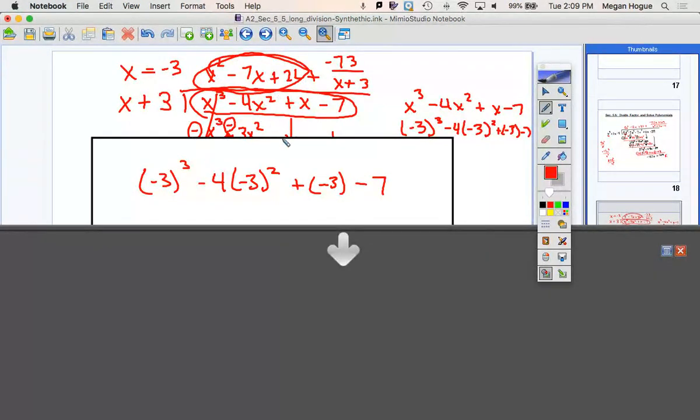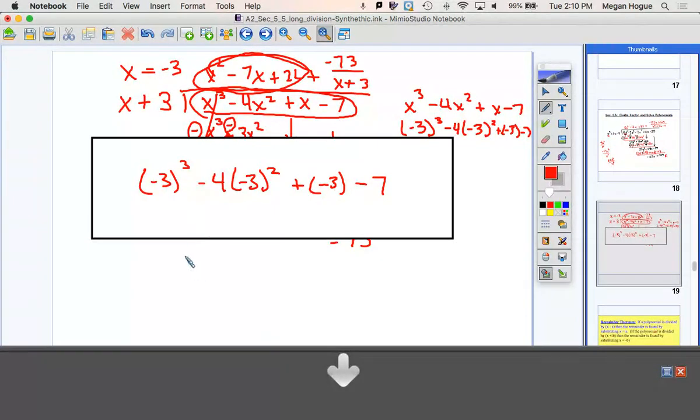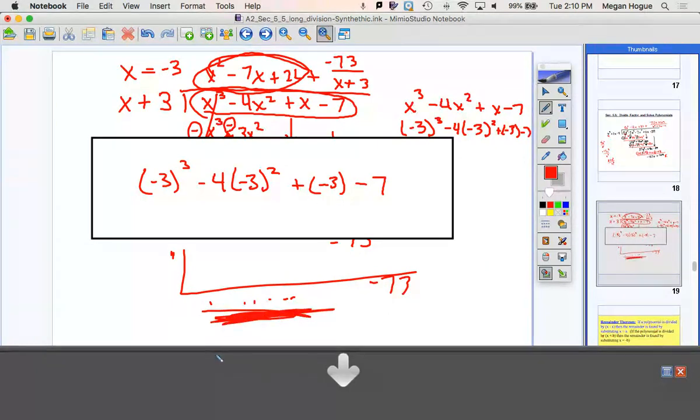Good news! You get to do synthetic. So remember in synthetic when you did this and you had these numbers and then you got negative 73? And I said these numbers mean something. Those numbers give you that.